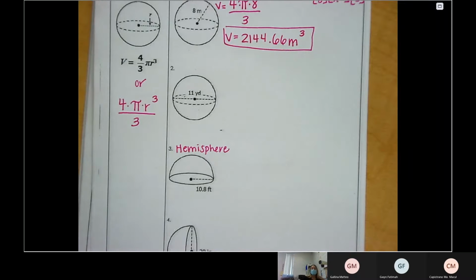Now, if I have a hemisphere, what does that mean I'm going to do with my volume? Divide it by 2 when you're done. So find the volume of the whole sphere first, and then when you're done, divide it by 2, and that'll give you the hemisphere. Okay, easy peasy.